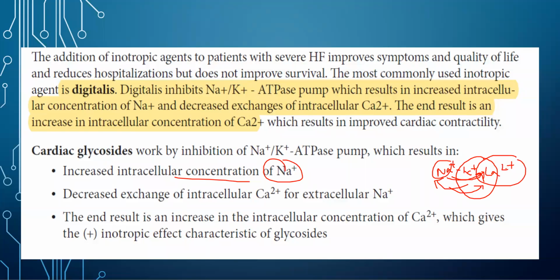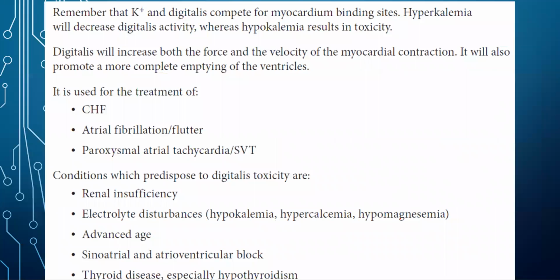When there is more calcium inside the cell, or the intracellular concentration of calcium is high, it causes increased cardiac contractility. So now your heart will beat faster than usual. Okay, so that's how digoxin usually works. It gives pumping action to your heart so that it beats faster.